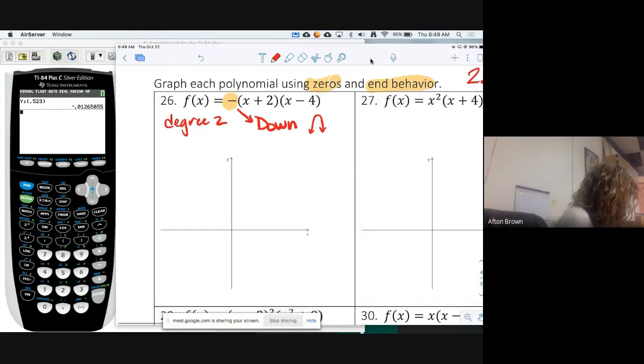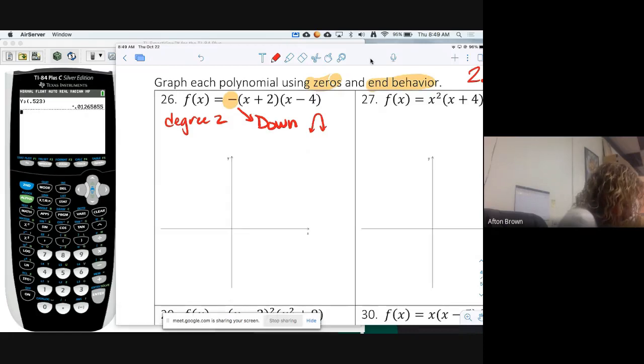All right, so now we have a general idea. What do we know about our zeros? Right there, it says use zeros and end behavior. Now we know our end behavior, our arrows are going to be pointing down. These up here are our zeros, right? We're going to pull those out and change their signs, or we can put them equal to 0 and solve. So we have x equals -2, x equals +4.